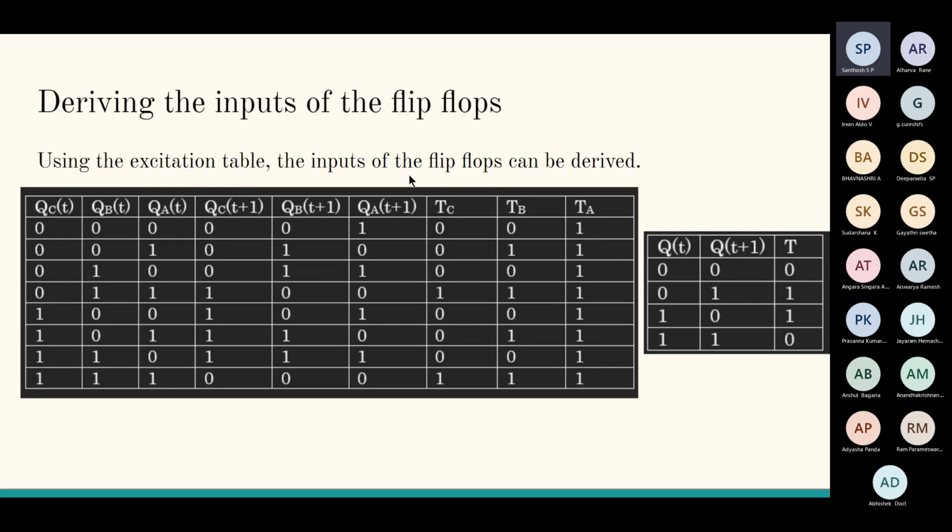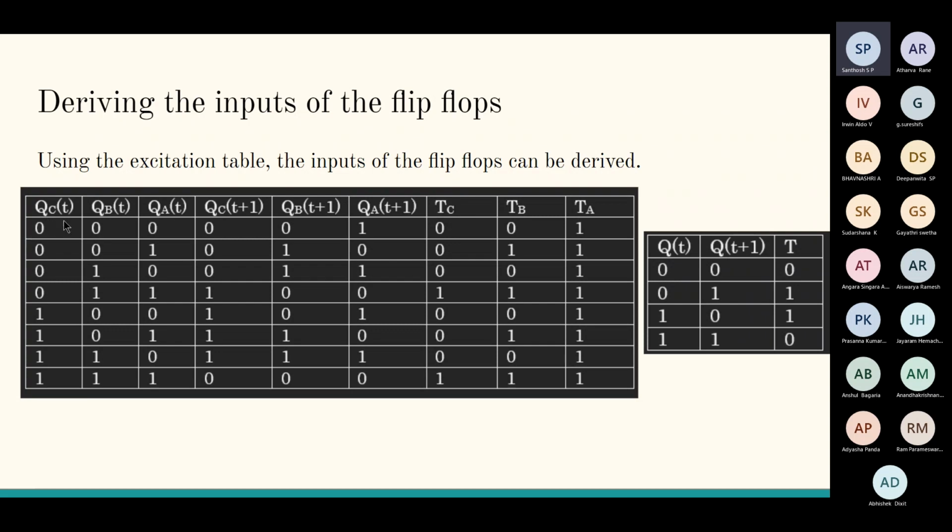So let's consider a single flip-flop, the flip-flop named C. From the excitation table, we can see that TC can be derived if we know QC and QC at T plus 1. QC is 0 0 0 0 1 1 1 1, the first column, and QC at T plus 1 is 0 0 0 1 1 1 1 0. If we apply this excitation table, we can get the inputs of flip-flop C, the whole column.